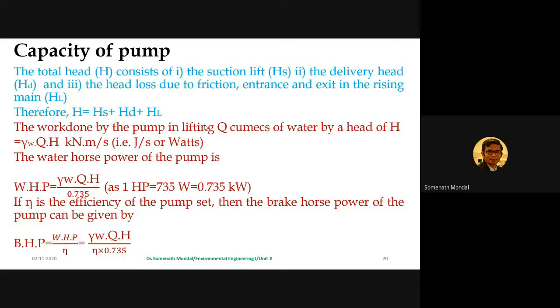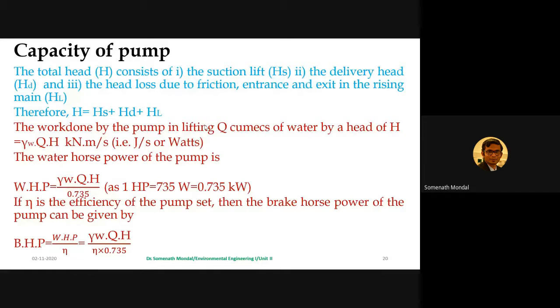And if you want to calculate the brake horsepower, which is usually the way we calculate the capacity of the pump. So let's say the efficiency of the pump set is eta, then the brake horsepower of the pump can be given as WHP by eta. So WHP has already been defined, so that is gamma W into Q into H by eta into 0.735. Now this is the brake horsepower, and this is the way we can calculate the brake horsepower for any pump.